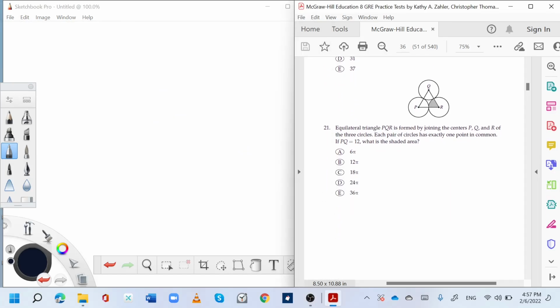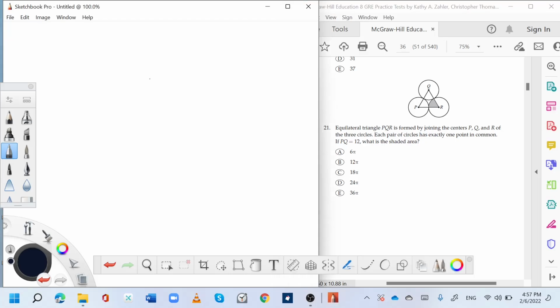Moving along. 21. An equilateral triangle is formed by joining the centers. Each pair of circles has one point in common. PQ equals 12. What's the shaded area? Well, that's going to be a sector, right? An area of R. The radius R is 6, because it's half the distance joining the two centers. We share a single point in common, a straight line between the two centers, so the radius is just half of that PQ, which is 12. The area is 36 pi.